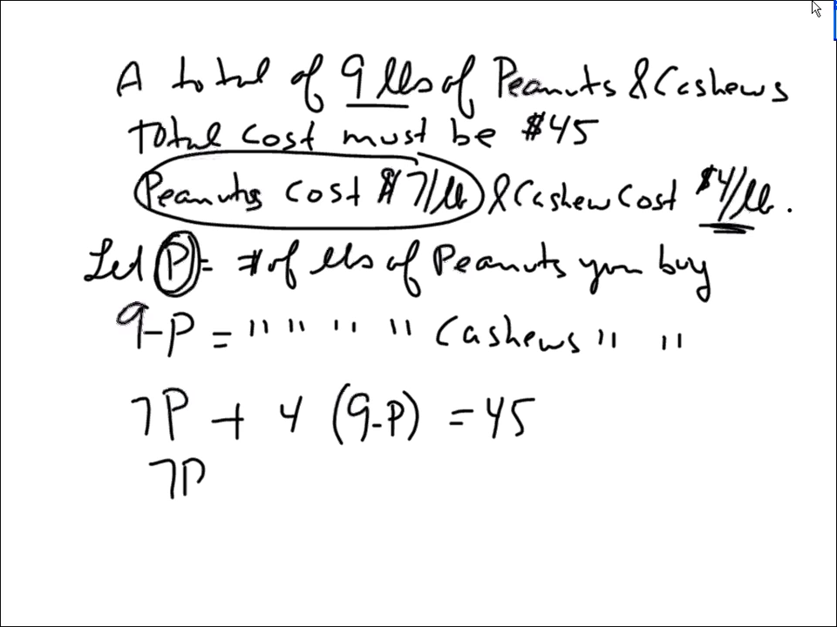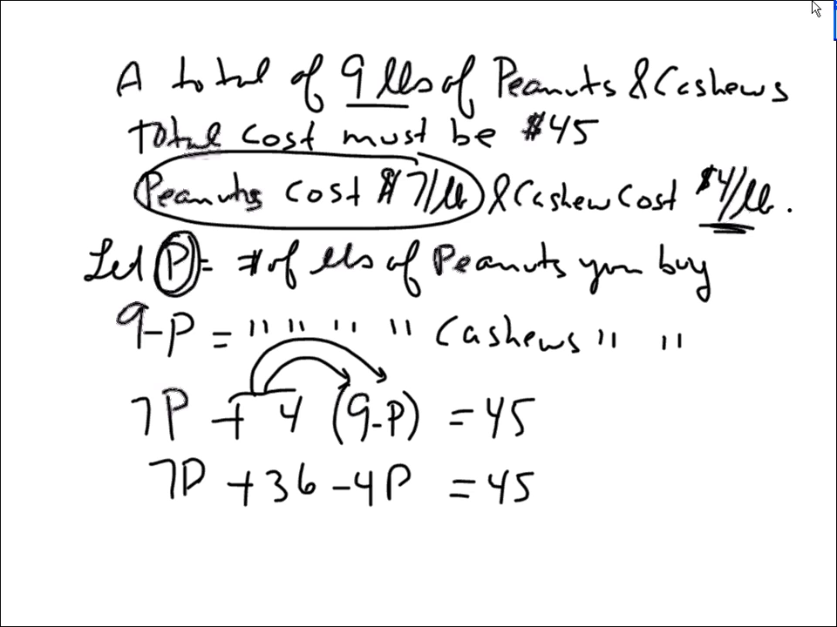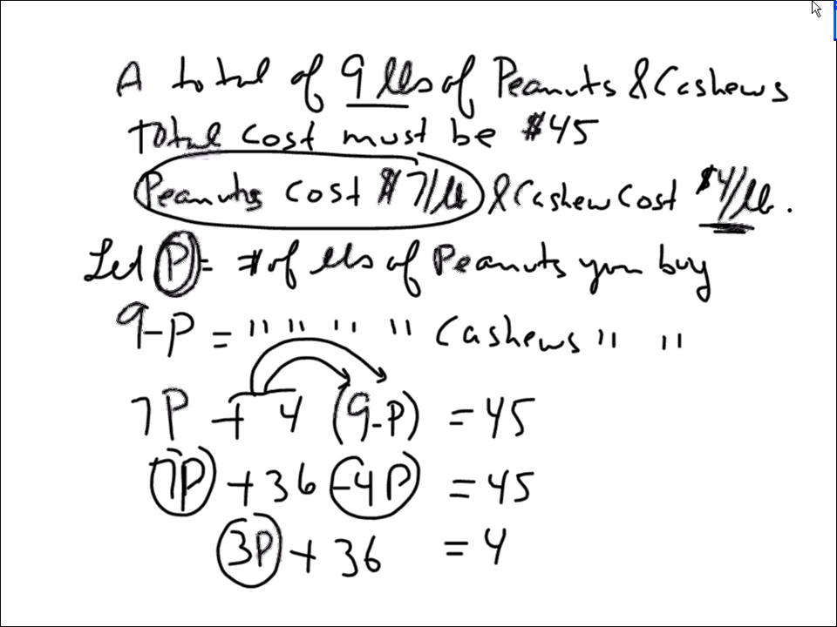So 7p, positive 4 times 9 is positive 36. Positive 4 times negative p is negative 4p. And this is equal to 45. 7p minus 4p is 3p. 3p is some number. It has nothing to do with 3's or p's. Make believe nothing's in the circle. Some number plus 36 is 45. 9 plus 36 is 45.